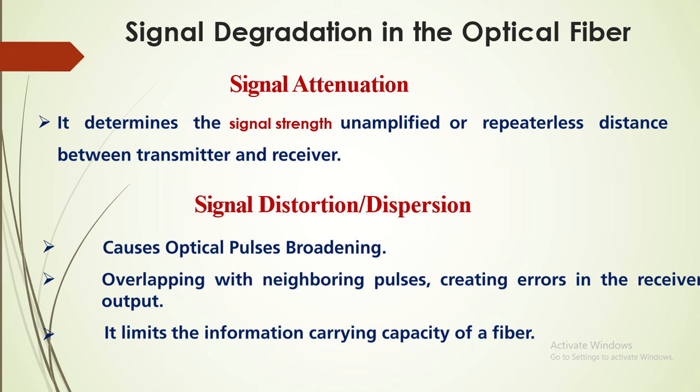So first let us discuss the two common definitions: signal attenuation and signal distortion. Signal attenuation determines the signal strength and the unamplified or repeater-less distance between the transmitter and receiver. From the definition you can understand that attenuation determines the signal strength over a distance. The second one is signal distortion or dispersion. This is caused mainly by optical pulse broadening or overlapping with neighbor pulses, creating errors in the receiver output. It limits the information carrying capacity of a fiber.